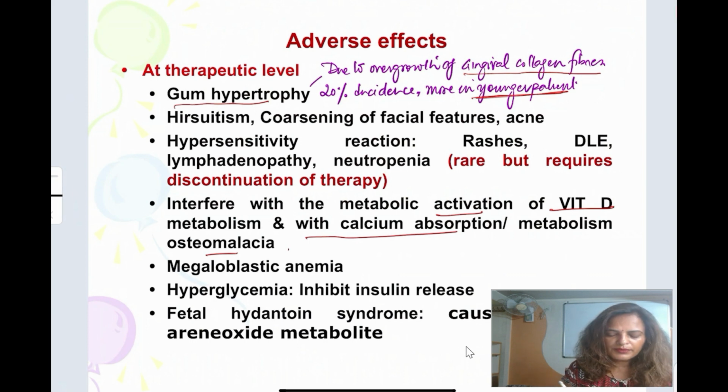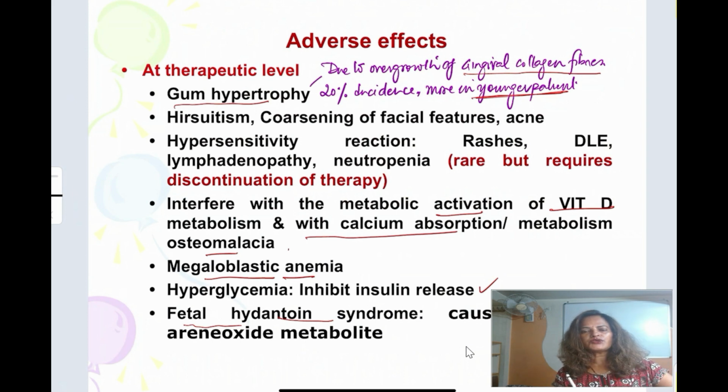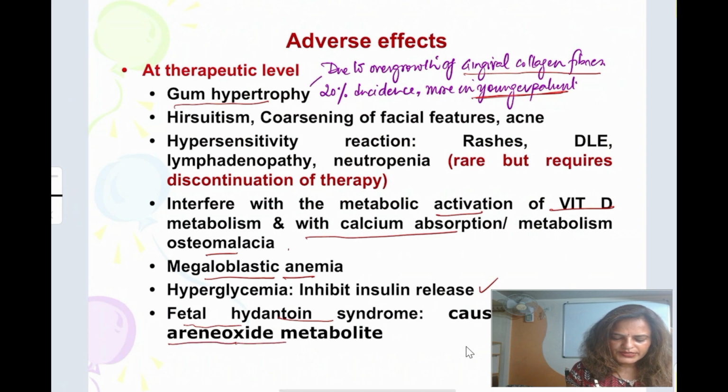Then it also inhibits the absorption of folic acid, so it can lead to megaloblastic anemia. It inhibits insulin release, so hyperglycemia. Then if used during pregnancy, it is going to cause fetal phenytoin syndrome. That is because of the arene oxide metabolite.